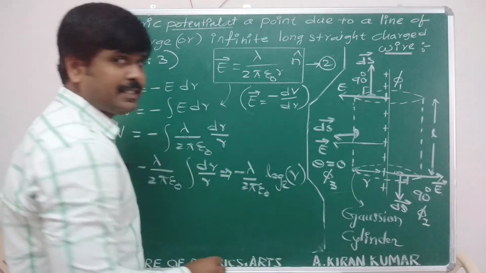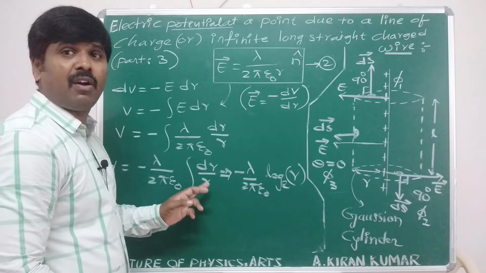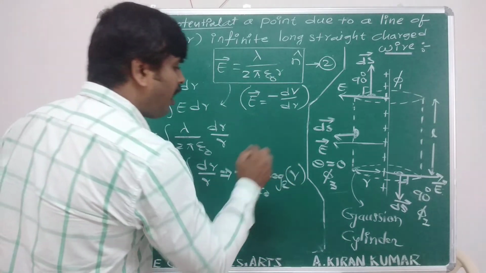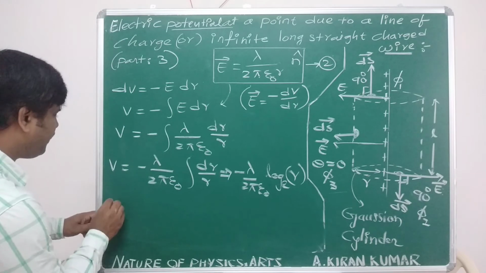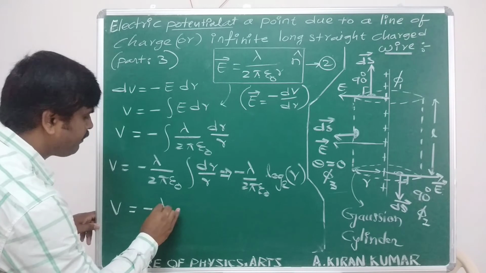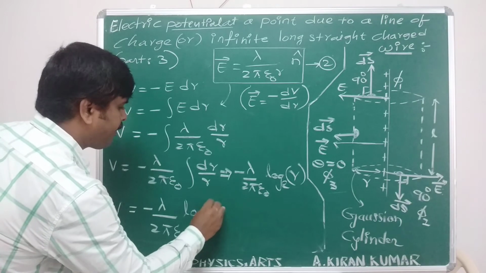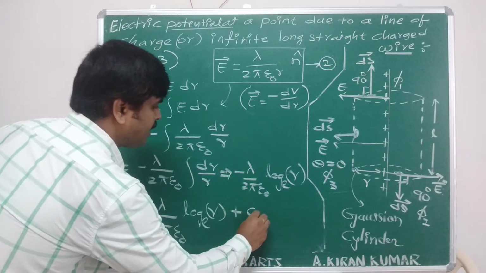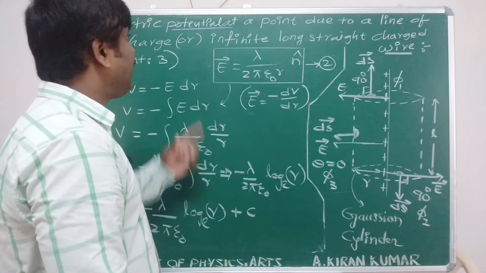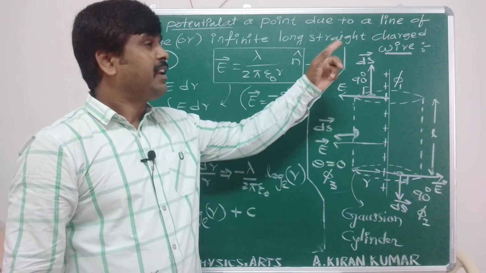The integral of dx by x is log x, the integral of dy by y is log y, and the integral of dr by r is log base e of r. So we get the electric potential V equal to minus lambda divided by 2 pi epsilon naught log base e r, plus C, where C is the integration constant. This is the formula for the electric potential of a uniformly positively charged wire or line of charge.